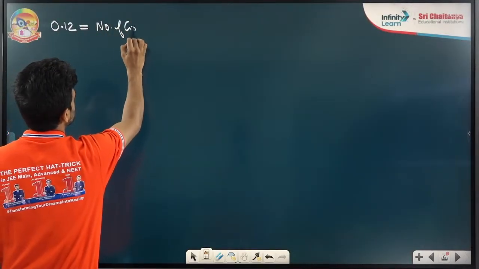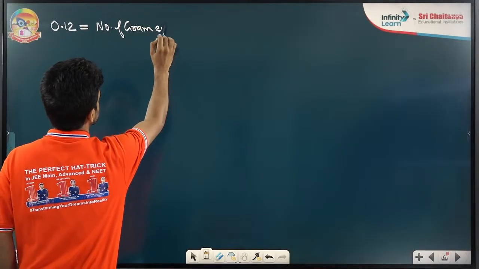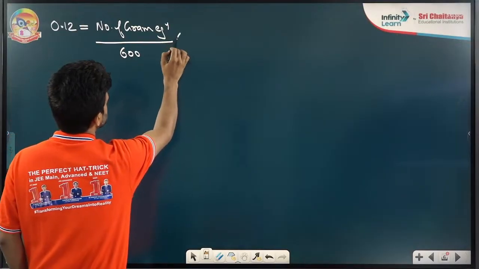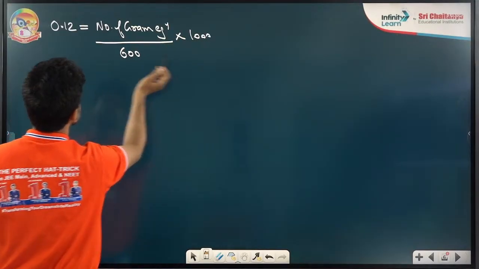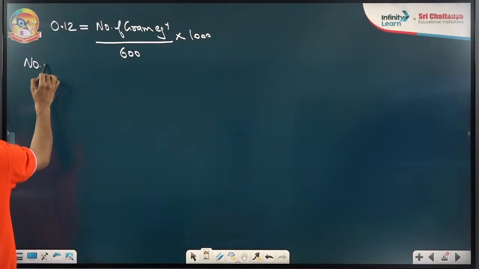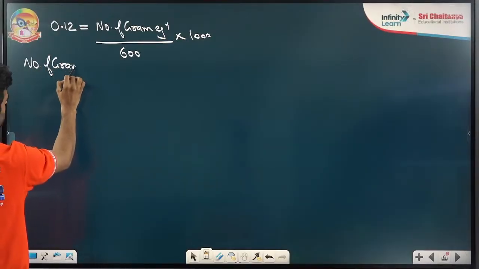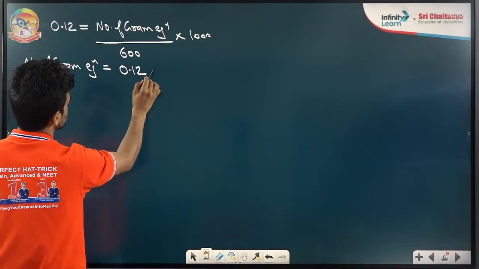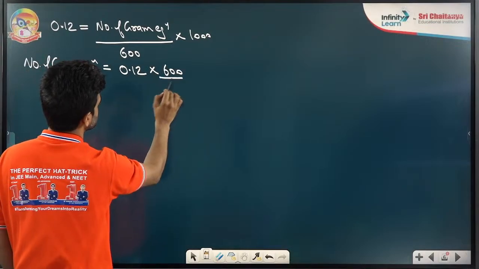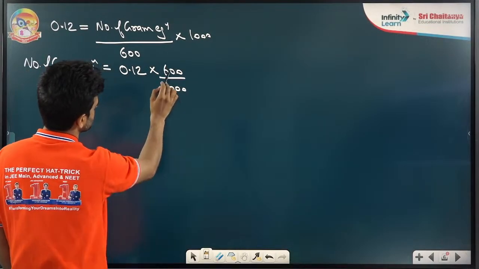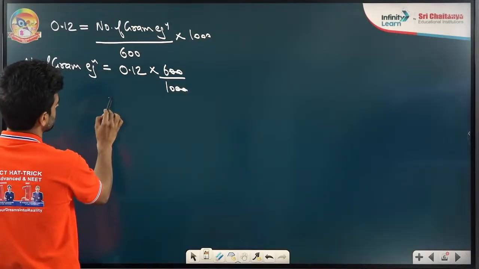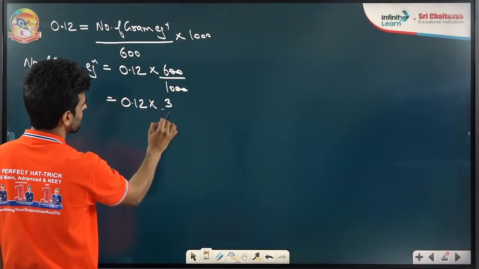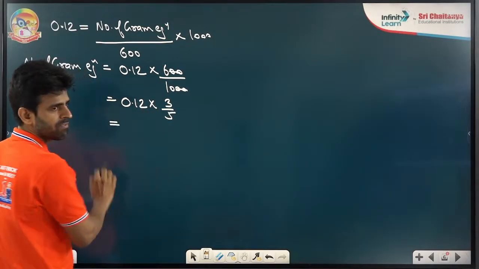The formula is number of gram equivalents divided by volume. Volume was how much? 600 ml. Make it liters, so 1000 comes here. It is very easy to get the answer. The number of gram equivalents is 0.12 into 600 divided by 1000. If you cut it down, what's coming here? Finally, 0.12 is here, and you can divide, so you get 3 and 5. What is the final answer?